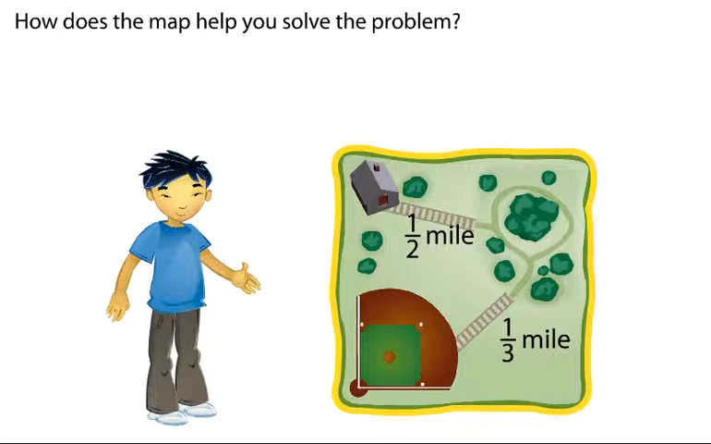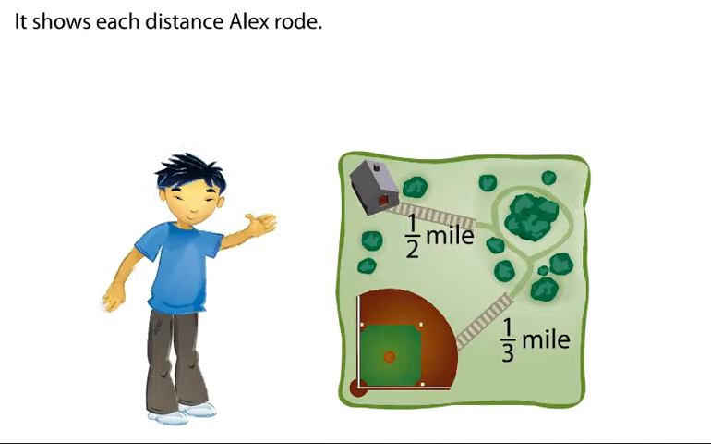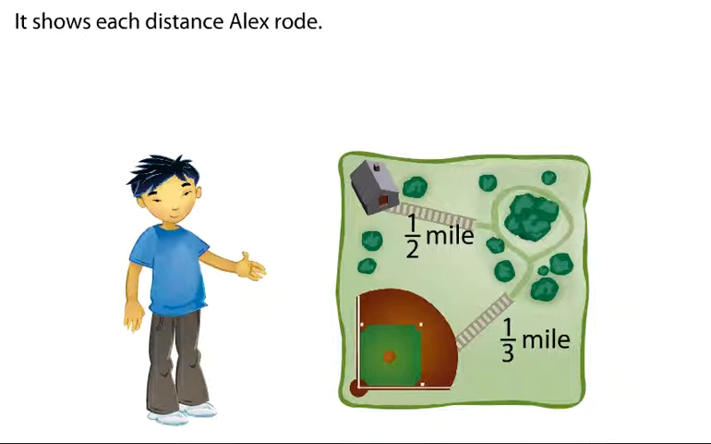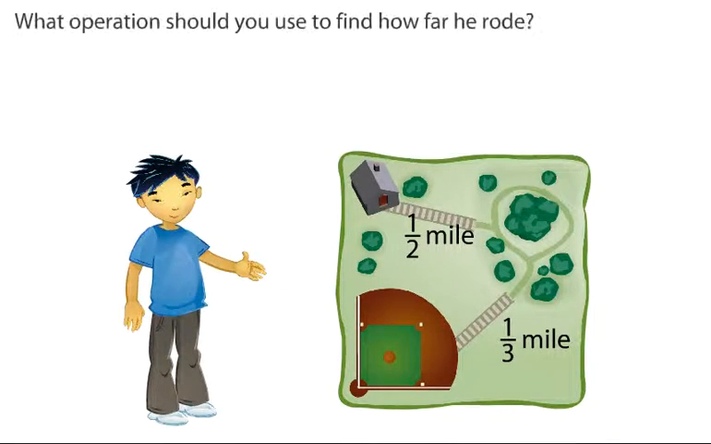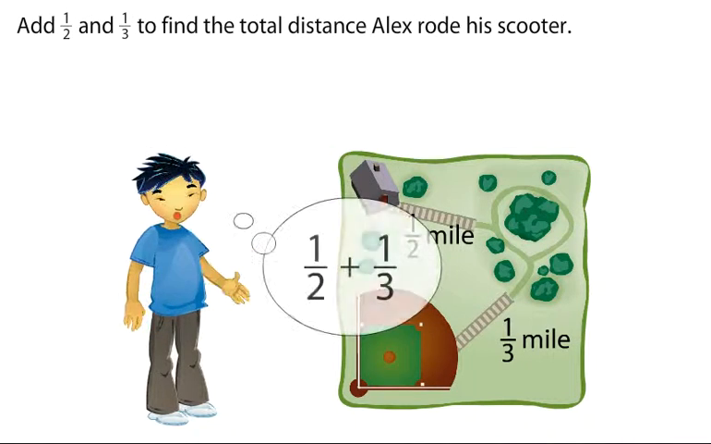How does the map help you solve the problem? It shows each distance Alex rode. What operation should you use to find how far he rode? Add 1/2 and 1/3 to find the total distance Alex rode his scooter.